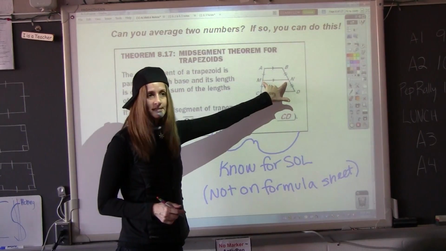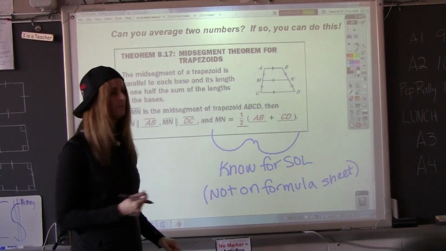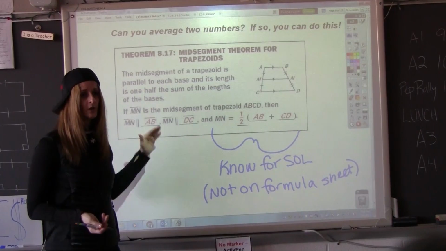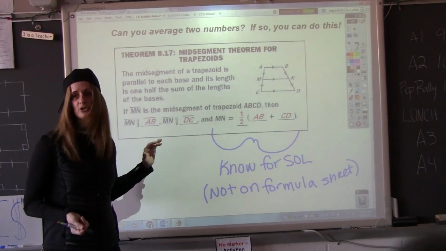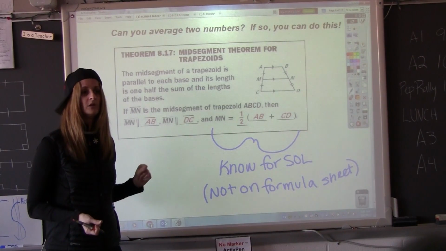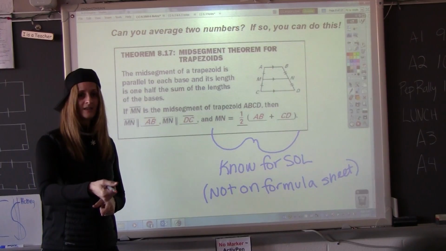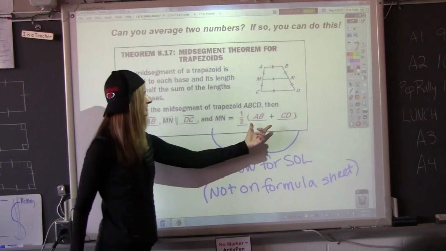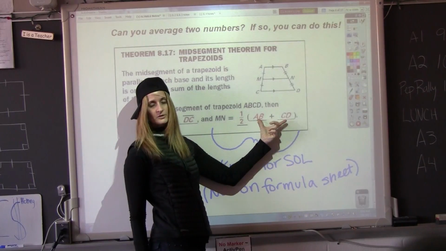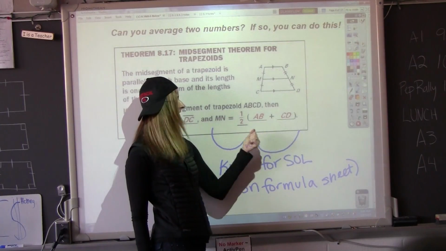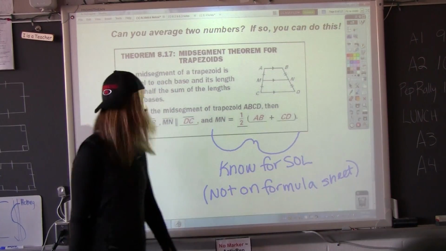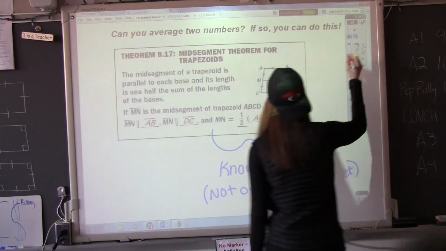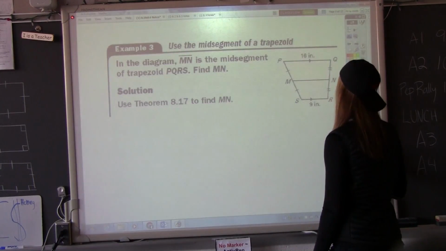Okay, we have already learned this year what a mid-segment is. It's in the middle, and really, if you can average two numbers, you can do this. How do you average two numbers? You add them up and divide by 2. Good. So that's where this half is. We're adding the two segment lengths up, and then cutting it in half, dividing by 2. You have to memorize this formula. It's not on your formula sheet, but it's really pretty simple.